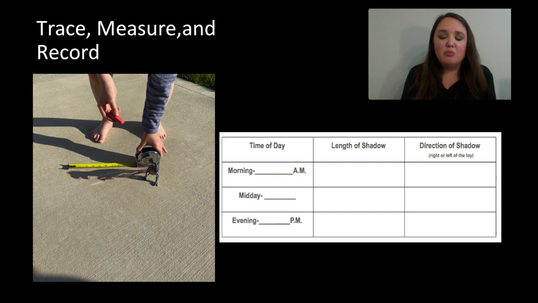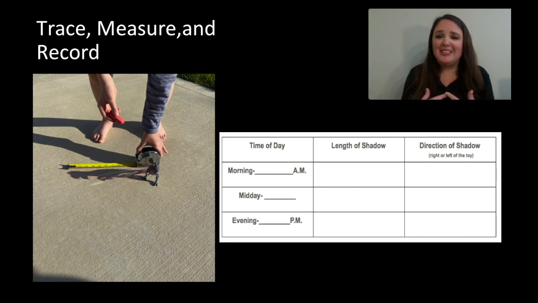Then you're going to measure that shadow that you traced, see how long it is. You can measure it in inches or centimeters, whatever your measuring item has available on it. And then the last category asks for the direction of your shadow. Is your shadow facing to the right or to the left of your toy? Maybe it's in front or behind it. Go ahead and write down the direction that this shadow is from your toy.